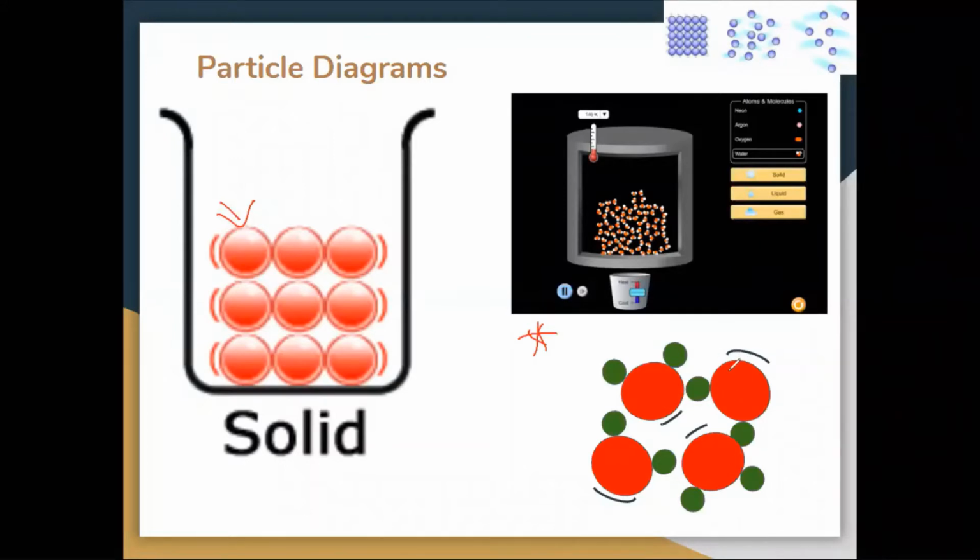So if you have a solid in your particle diagrams, and we see that up here too, just make sure all your particles are stacked on top of each other and just put the vibrations on the outside. Okay, just clearing that up. But anyway, let's get back to what we have to do today, and that is heating curves.